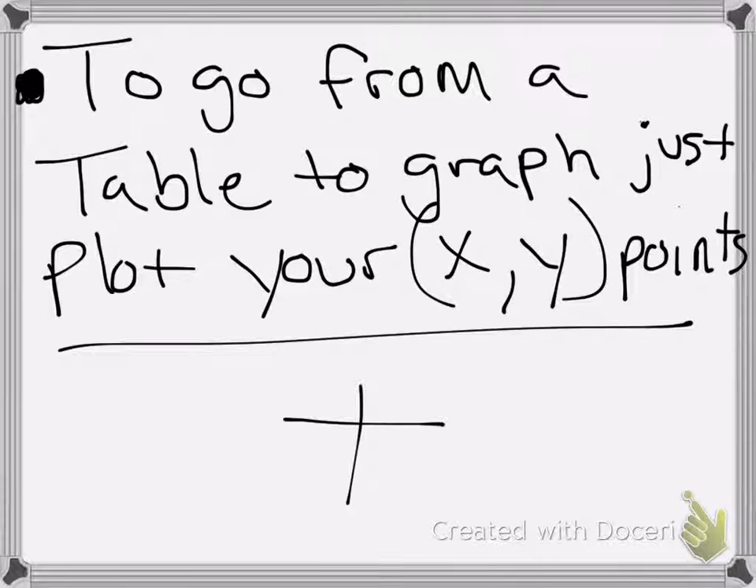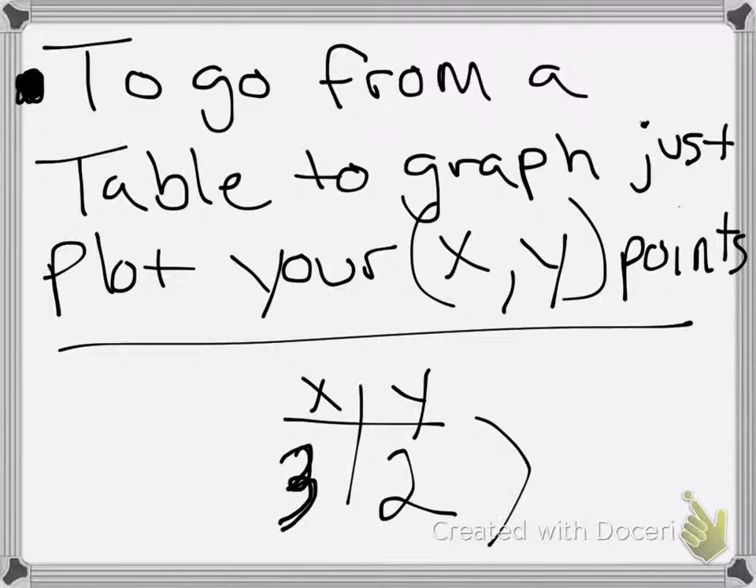So you've got your table, x and y, 3 and 2. So my coordinate is 3, 2. And you just take that and plot it. And you go over 3 and up 2, because they're both positive.